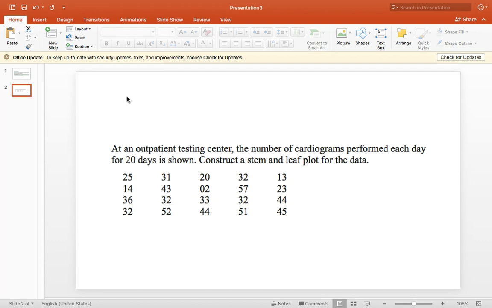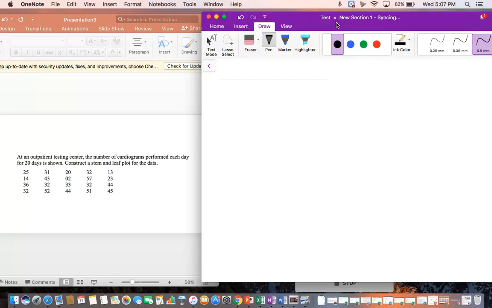All right, so we're given this data here: at an outpatient testing center, the number of cardiograms performed each day for 20 days is shown. We need to construct the stem and leaf plot for the data. When we're given this raw data, there's a few things we need to do first. The first thing you want to do is rearrange your data and group them based on what number it is. So any just ones, 1, 2, 3, 4, 5, 6, 7, 8, 9, we'll group all of them together. All of our 10s will group together, all of our 20s, 30s, 40s, 50s, etc.